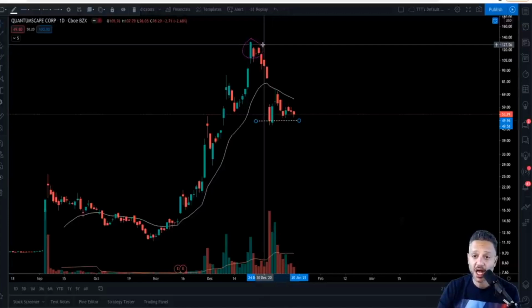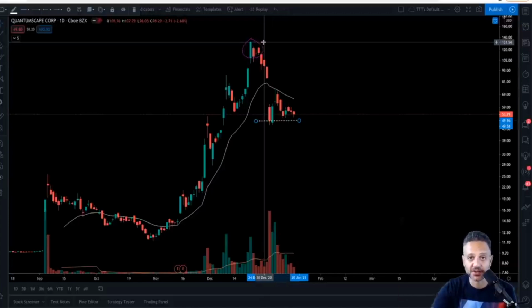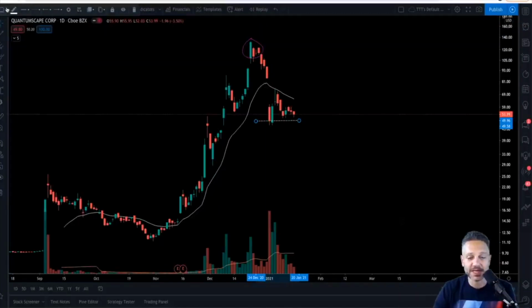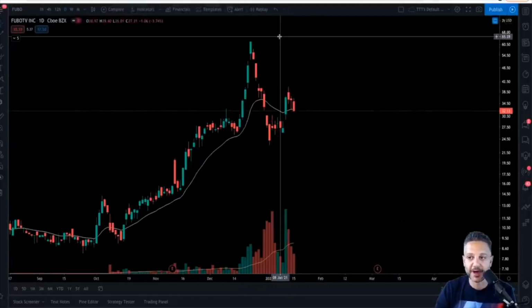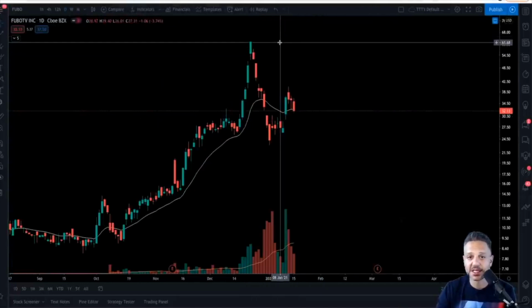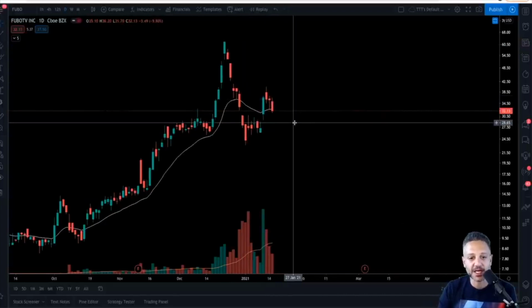And unfortunately, a lot of people bought QuantumScape at $130. A lot of people bought Tesla at almost $900, right? Pick your favorite stock. What is a hot stock right now? A lot of people bought Fubo TV at $60. So technical analysis definitely works in that respect, but it doesn't answer the question, oh, tell me what price Fubo is going to be on Wednesday.